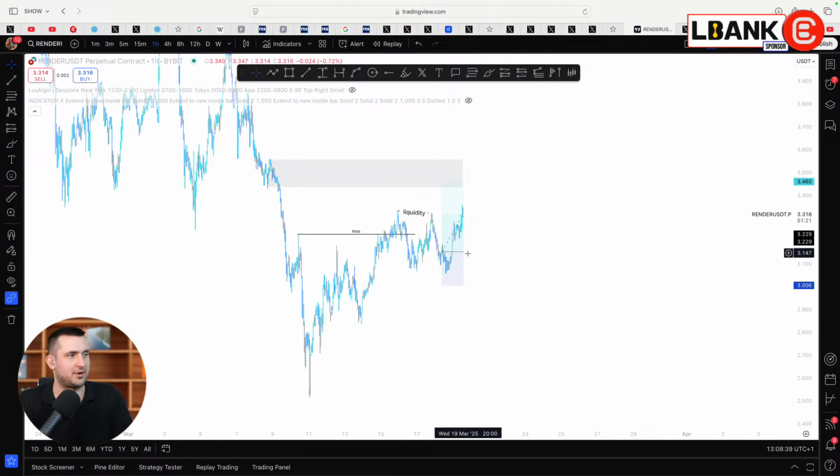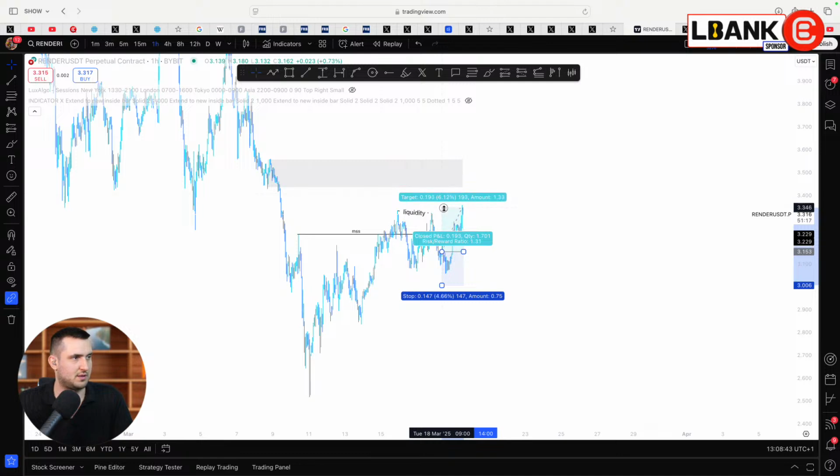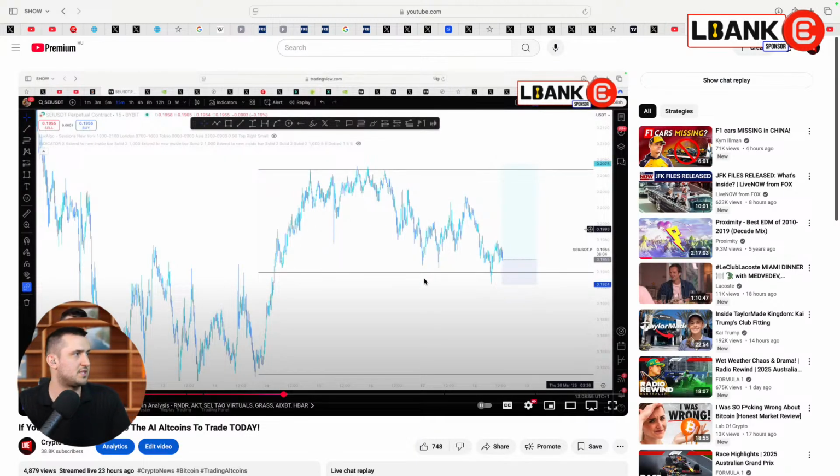This is our trade on Render. So we are up 5%. Was up to 1-to-3 risk reward. Liquidity taken. This is what I literally explained to you on the show yesterday. Okay, let's see what this was as well.